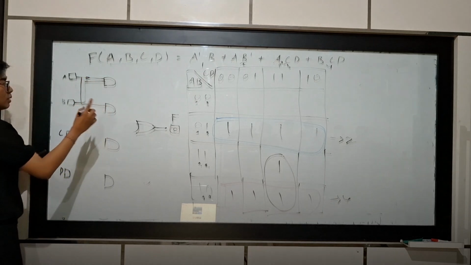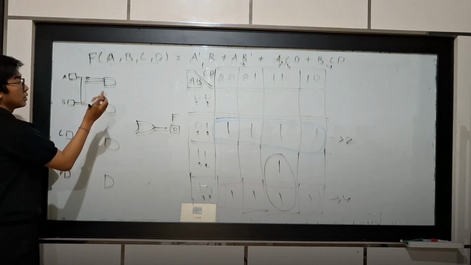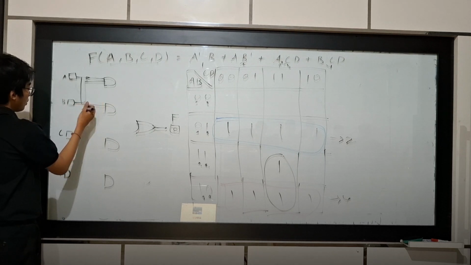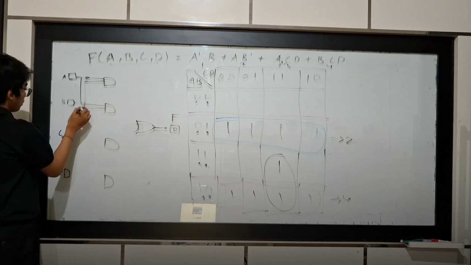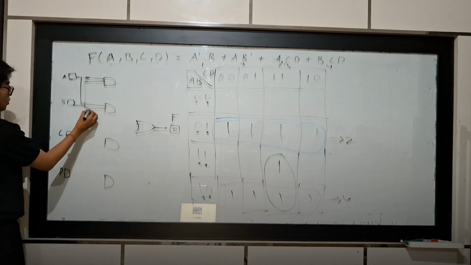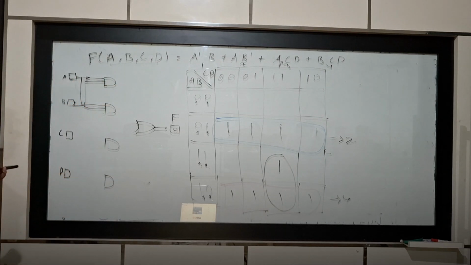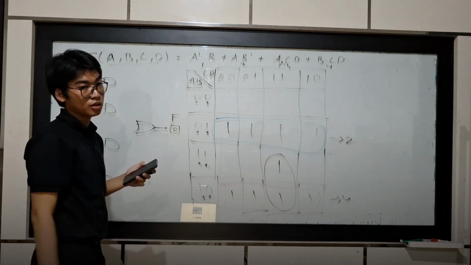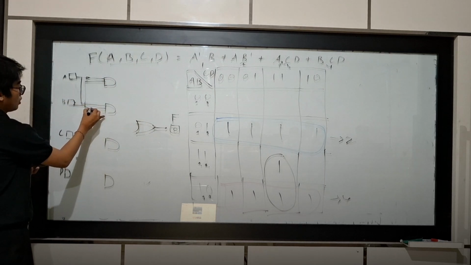to AND gate number 2, and then the B inverse is connected to expression number 2. So expression number 2 and expression number 1 each only have 2 variables, A and B. And for expression number 2, the B is inverse.